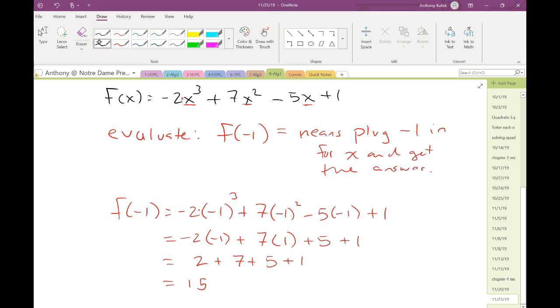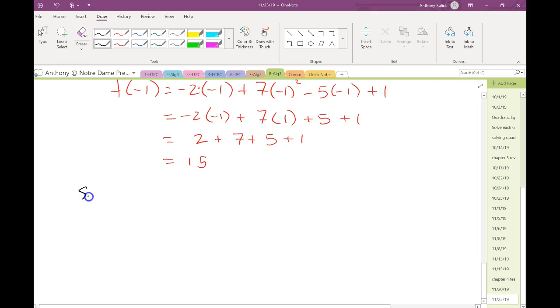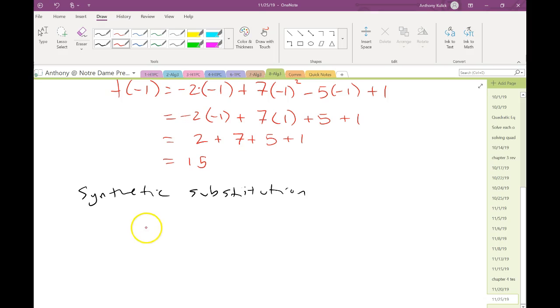Good questions. So this is just substitution, right? We haven't done anything synthetically. We can do the same problem doing synthetic substitution. So, to do that, the way we set this up is we start by drawing this kind of a bar, just to kind of organize what we're going to do here.